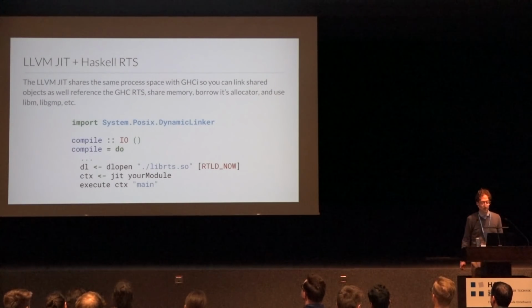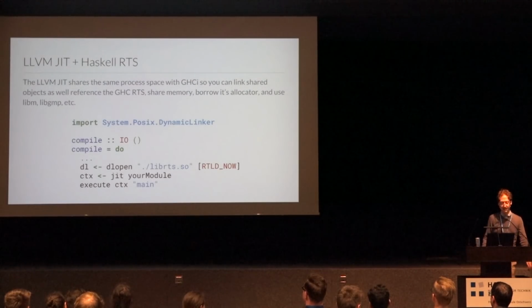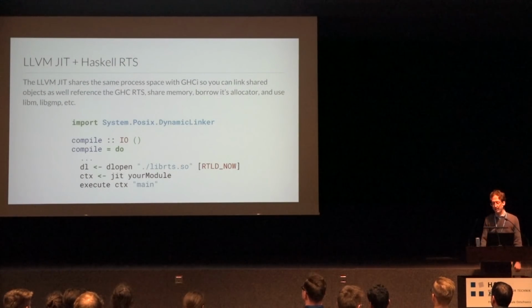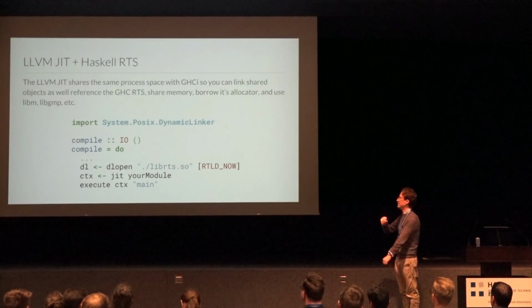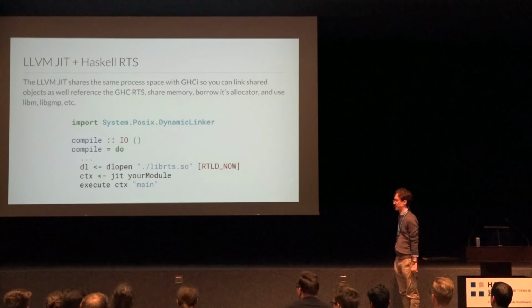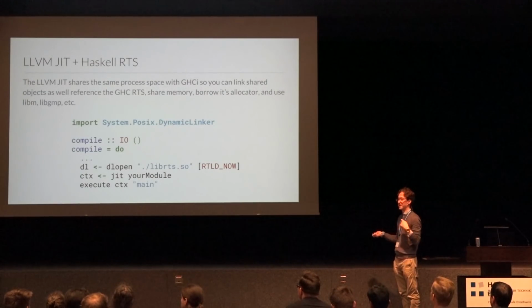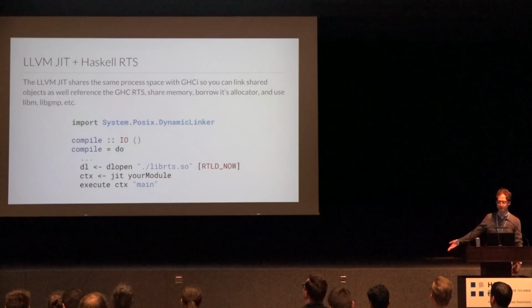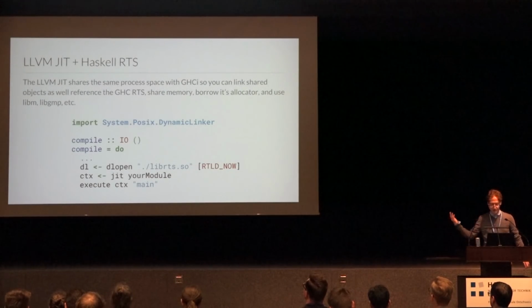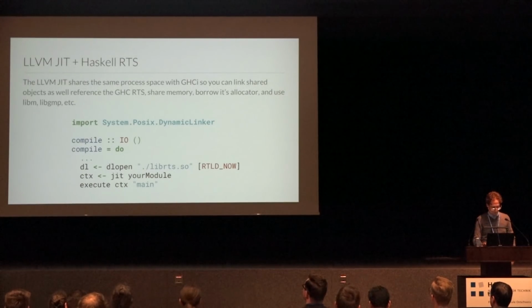We can also have LLVM borrow the GHC allocator and use anything that's already linked in memory. So LLVM and GHC can talk about the same data structures under the hood. They can talk about the same representation of integers, the same representation of all the native types, and move data back and forth between the GHC runtime and Haskell. We can also dynamically link arbitrary libraries on the fly, just using standard Unix utilities. And that all works quite well.